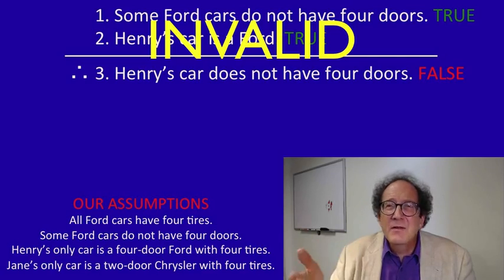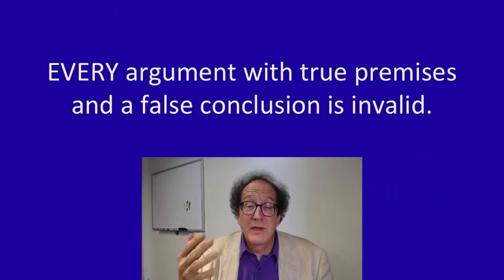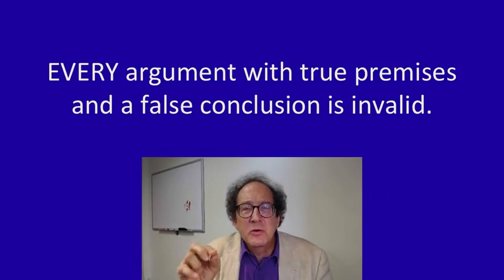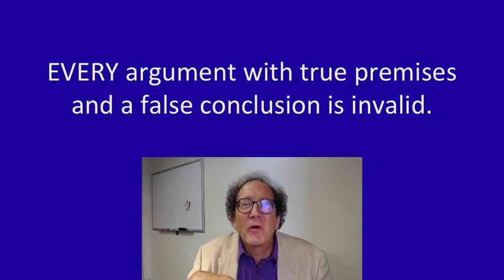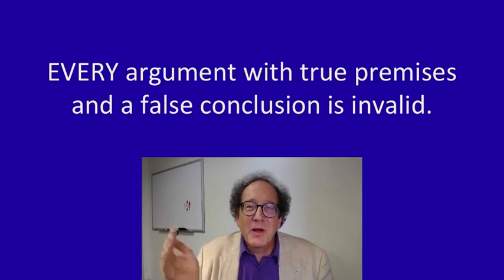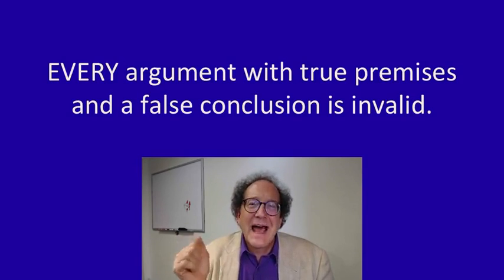So that's how you can get an invalid argument with true premises and a false conclusion. But you don't really even need that. Look, every argument that has true premises and a false conclusion has to be invalid, because if it does in fact actually have true premises and a false conclusion, then it's possible for it to have true premises and a false conclusion. So you can know right off the bat that every argument with true premises and a false conclusion is invalid. What you can't know is for the other combinations. Then you have to think through what's possible instead of simply what's actual.